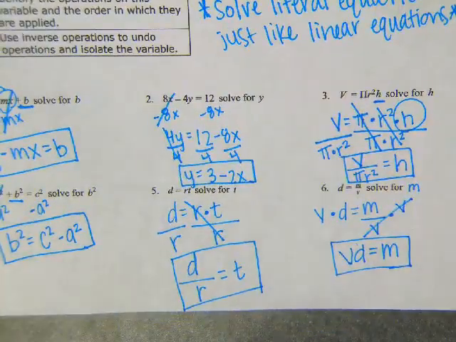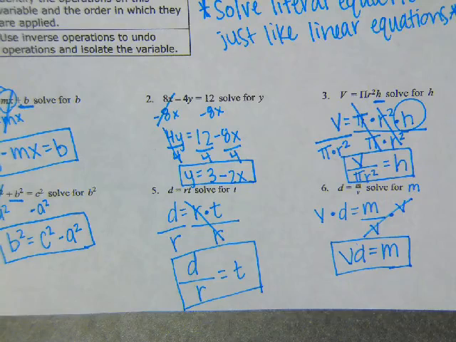So you are just rearranging your letters using the same properties as regular equations, and get in the habit of, when you solve literal equations, that 9 times out of 10 you're not going to be able to simplify what you have because they're not common, they're not like terms. They don't share anything, okay?